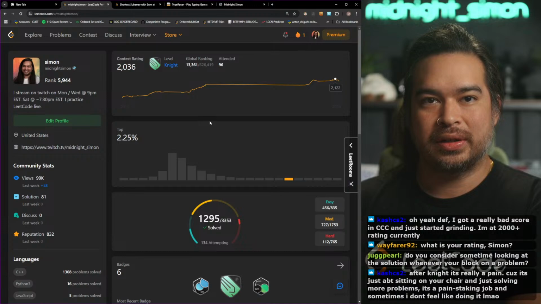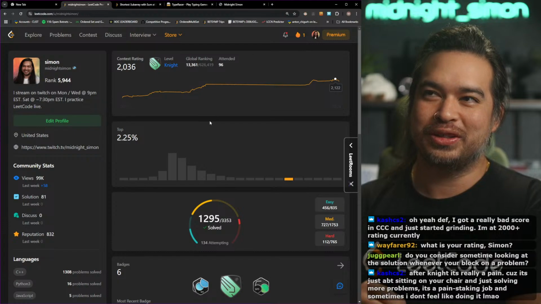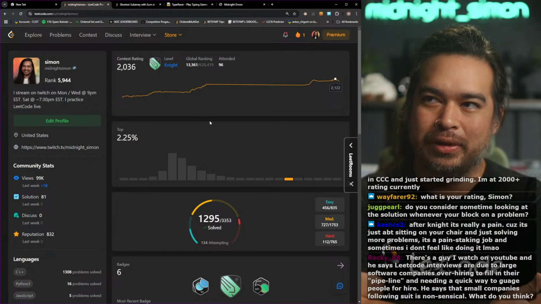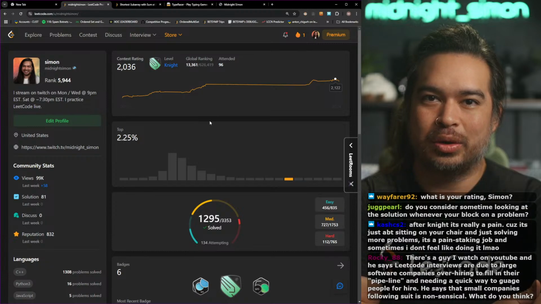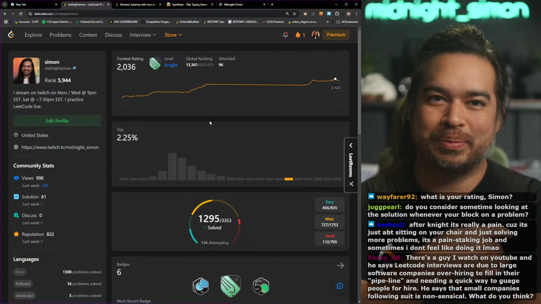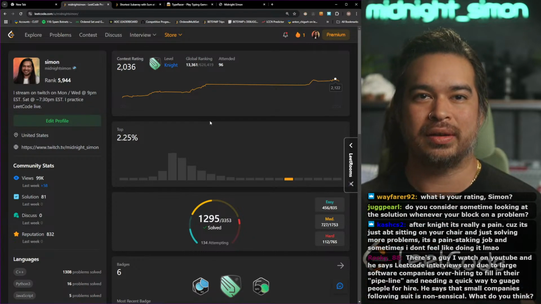Do you consider sometimes looking at the solution whenever you get blocked on a problem? Yeah, all the time, man. Either I look at the solution or somebody tells me and guides me through solving the problem. This is normal for me, man. I might not look at the solutions as often just because people here will just tell me the answer instead, but that's the same thing.